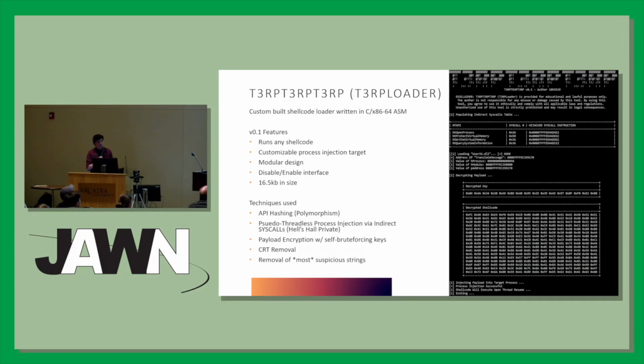I used a few techniques such as API hashing to achieve my polymorphism, and my pseudo threadless process injection via indirect syscalls, using the private version available at the Maldev Academy. I removed the CRT, and I removed most of the suspicious strings. There were still a few that I couldn't get out, like the user32.dll string and TranslateMessage. But there are ways to do that. I just ran out of time.